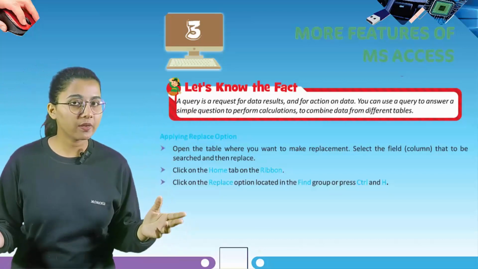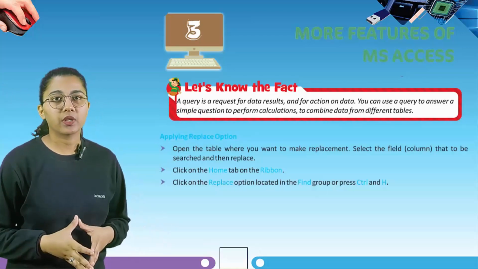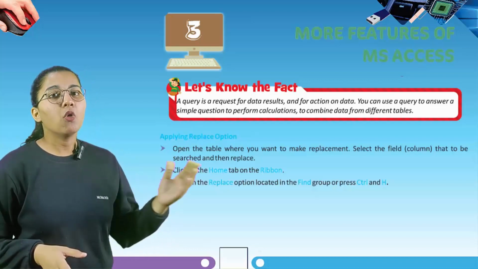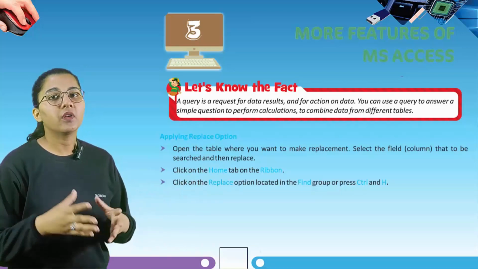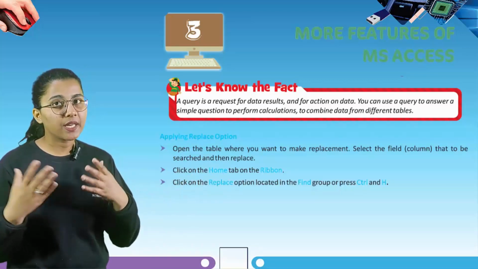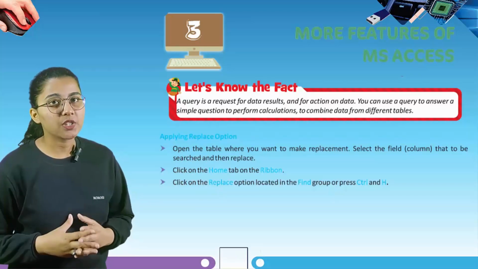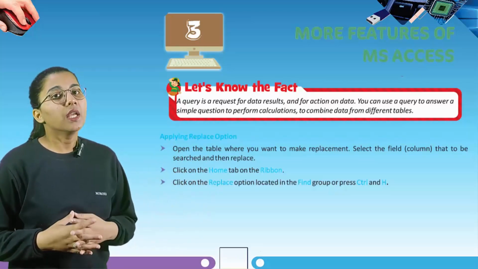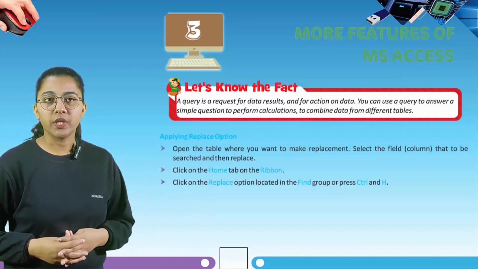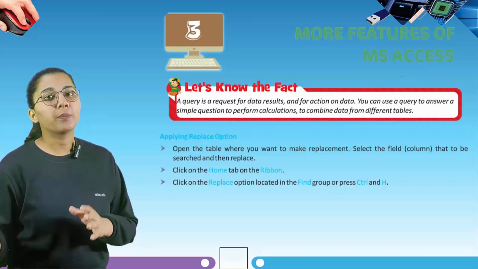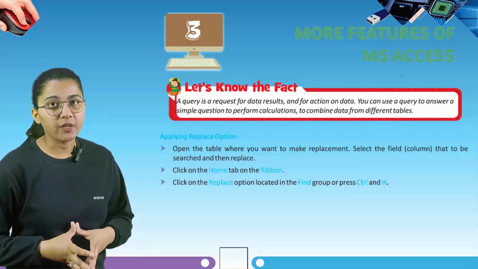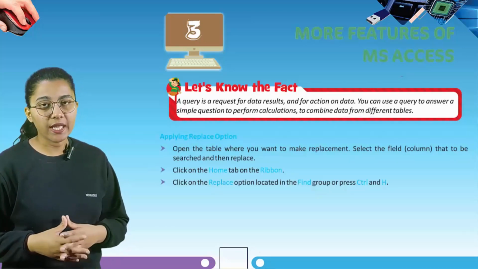So how will you apply replace option? Let's learn about it. So first step is open the table where you want to make replacement. Select the field, that is column, that is to be searched and then replaced. Now click on the home tab on the ribbon. Then click on the replace option located in the find group or press Ctrl and H.